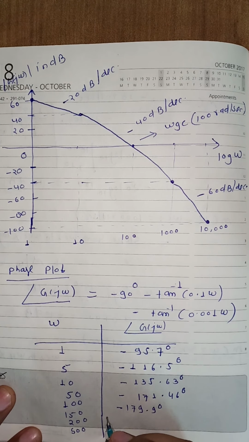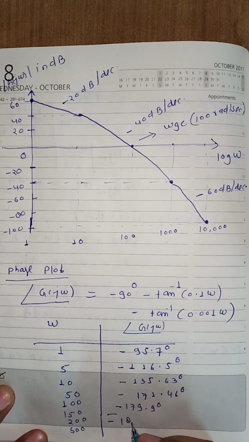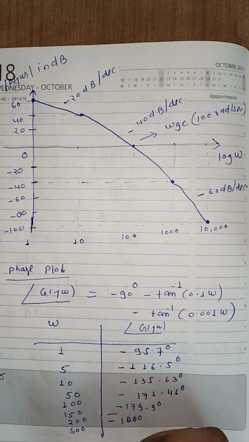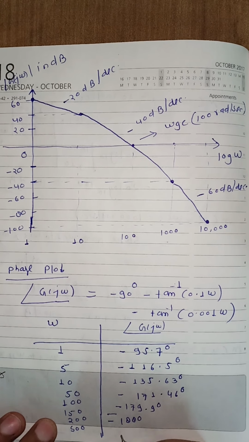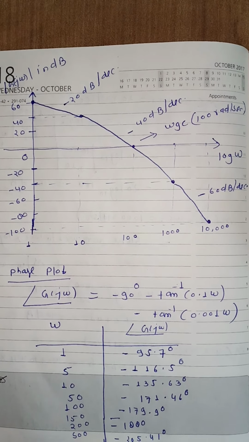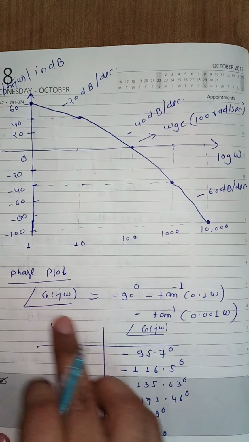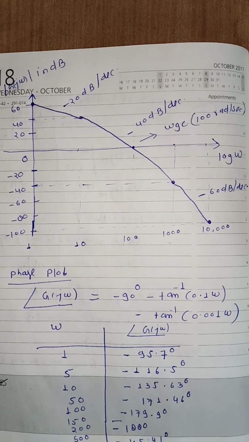Similarly, you can calculate for 150. For 200 we have answer minus 180 degree, and for 500 we have answer minus 205.41 degree. Similarly, you can calculate for 1000 and for 10,000 according to the phase angle equation. Now let us see how we can draw the phase plot.